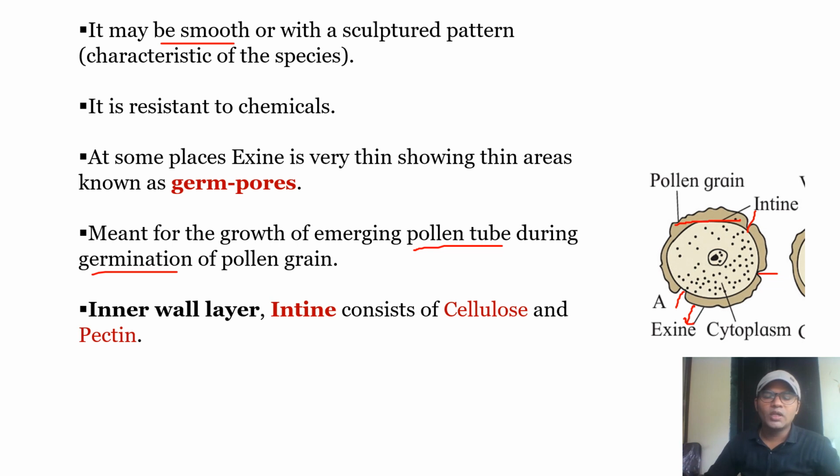Now let us see the next wall or second layer of sporoderm. Second layer is intine, and this intine is made up of cellulose and pectin. In the diagram you can observe intine.